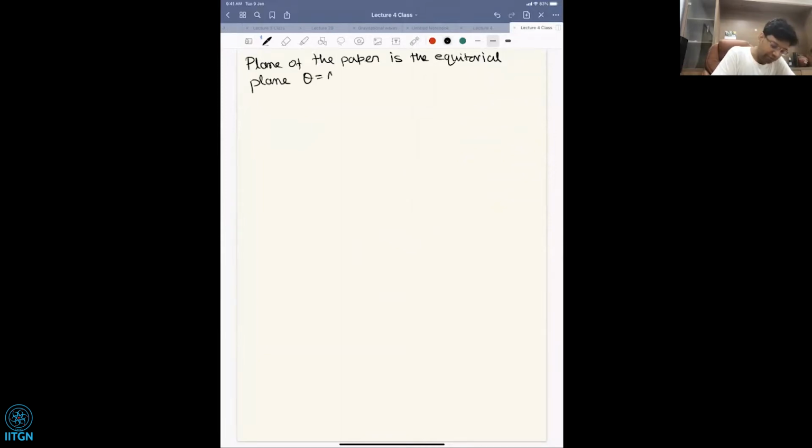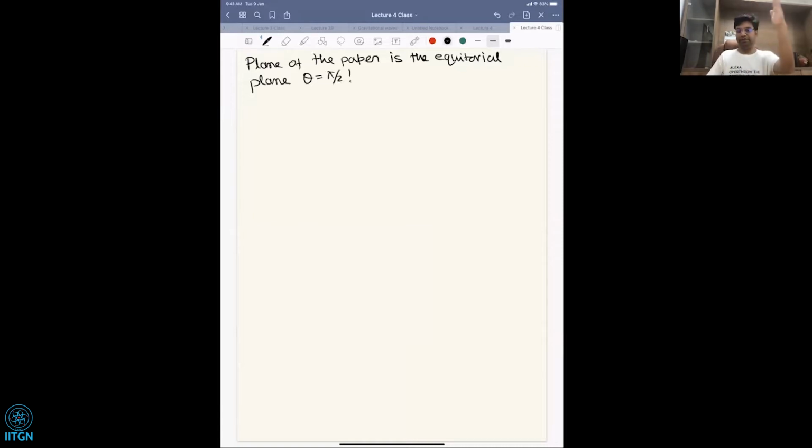Theta equal to pi by 2. We can always work in the equatorial plane, but let's assume that everything is at theta equal to pi by 2, so we don't have to worry about change in theta. We only have to worry about change in phi. So think of what I am doing: I am on a particular theta plane.